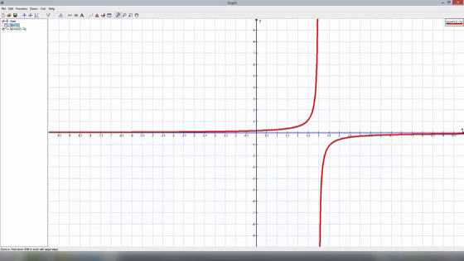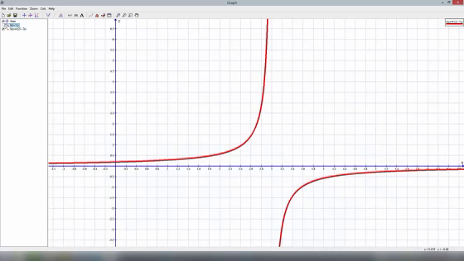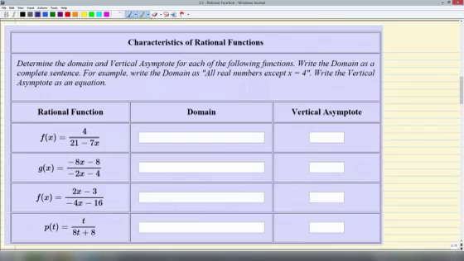And if we zoom in on this guy, where does it appear that there's a vertical asymptote? Kind of like on this line right here, which happens to be x equals 3. So if we go back to this, look at that.